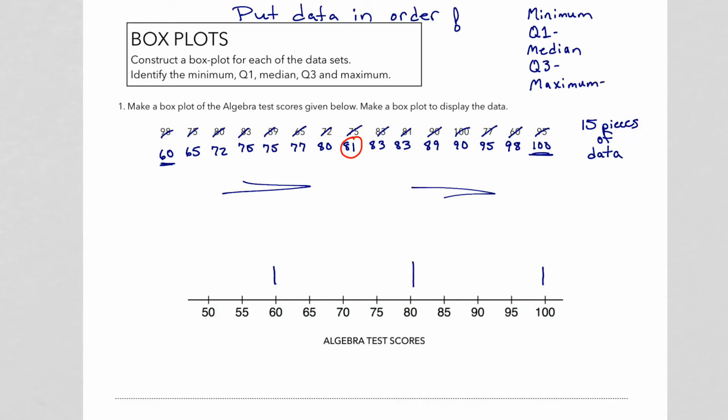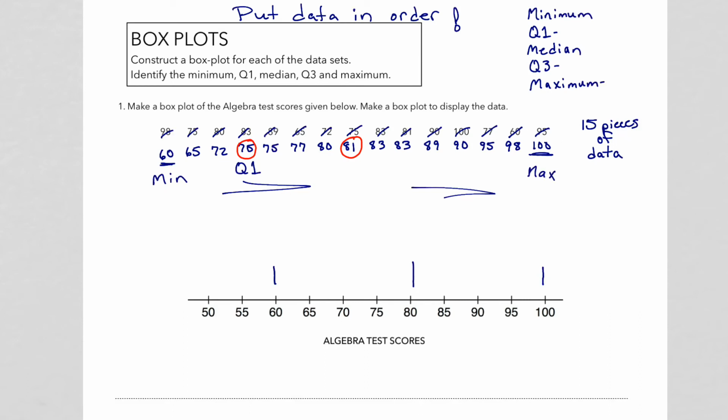And then Q1 and Q3 are the median of the lower half of the data and the median of the upper half of the data. So for the median of the lower half, we have 1, 2, 3, 4, 5, 6, 7 pieces of data here. If we choose the number 75 here, it looks like we have 3 pieces of data on the left and 3 on the right. So that means that Q1 is 75.